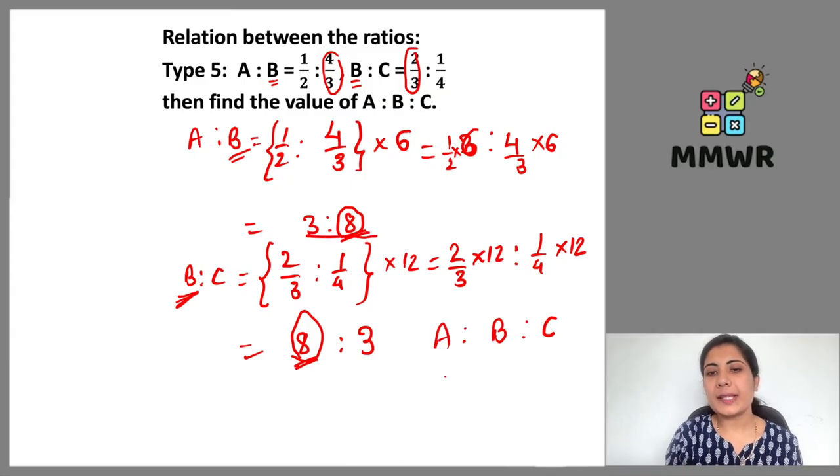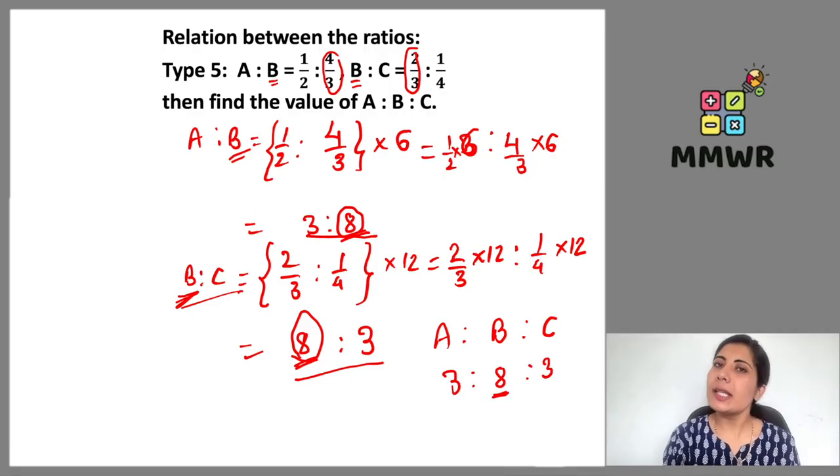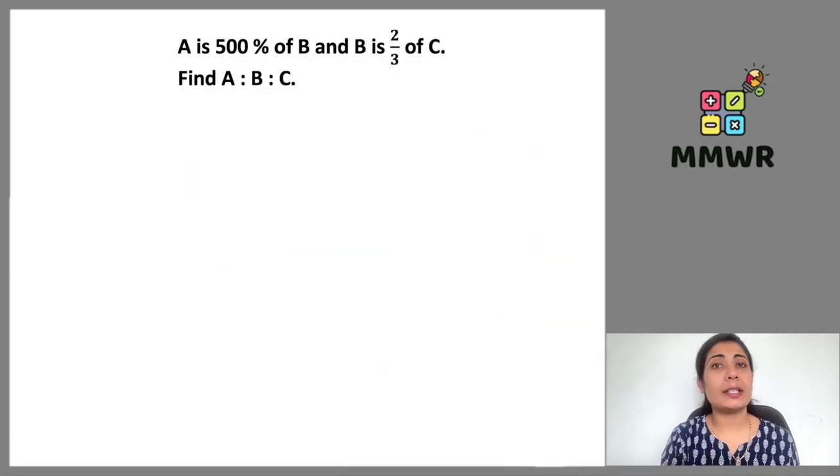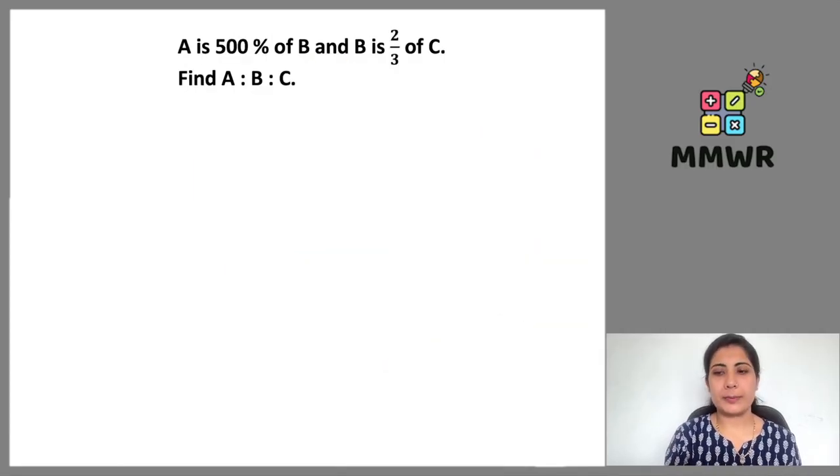So let us quickly write the ratio of A, B, C. The ratio of A and B is 3:8. The ratio of B and C is 8:3. So 8 we already have in place of B, and let's write only 3 in place of C. So 3:8:3 is the ratio of A, B, C. Isn't it interesting? We can do it by the shortcut way also. We only have to see what is in the denominator to save our time.